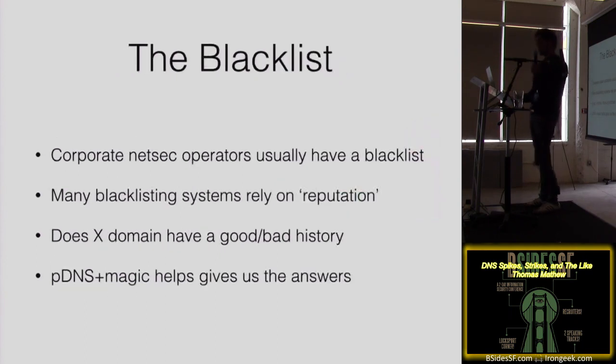And as a result, if you're a network security operator at any large corporation, you have a blacklist, which is many times fed by mining data from the passive DNS. And the best method that's currently used is this idea of reputation. That is, a certain domain or IP might have some sort of historical reputation, i.e., I might know that domain X has a history of hosting Russian spammers. And as a result, when I see outbound or inbound traffic coming from such a domain or IP, I want to block it. So people have come up with a set of techniques using passive DNS and some magic to give us the answers to these blacklist questions.